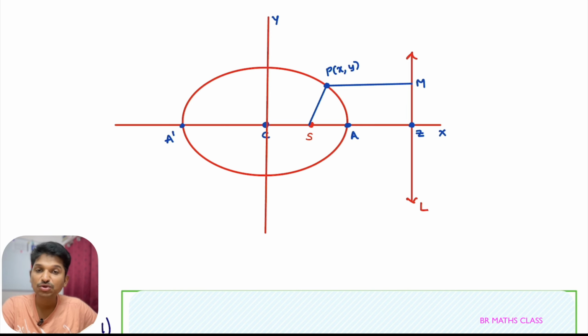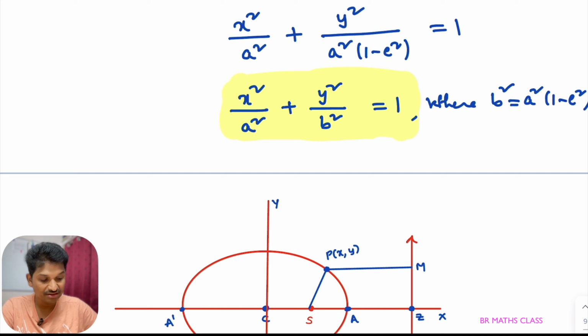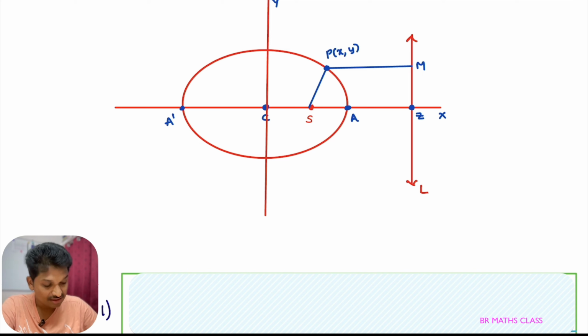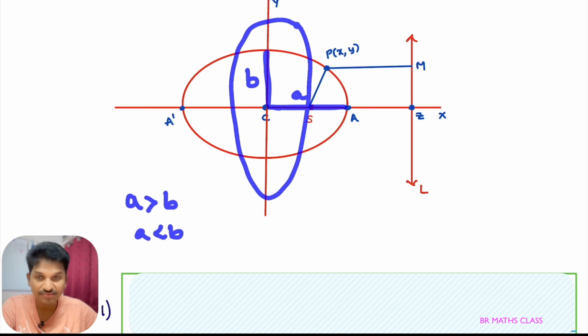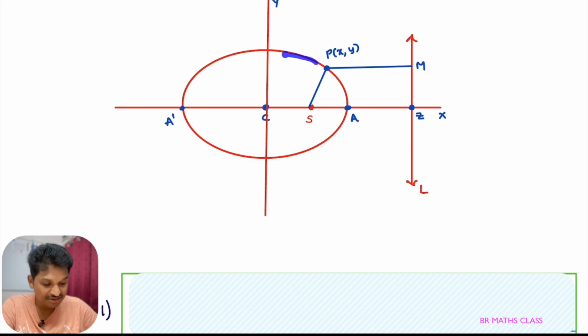Now, first point you need to know: you derived this equation x square by a square plus y square by b square equal to 1. While deriving this result, you know that this length is a and this length is b. See, in whatever ellipse diagram I drew here, you can easily understand that a is greater than b. In case a is less than b, the ellipse will come like this. As the ellipse is like this, we can easily say that this is a, this is b, and this a is bigger than b.